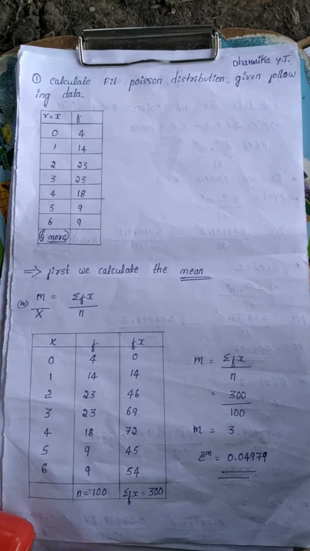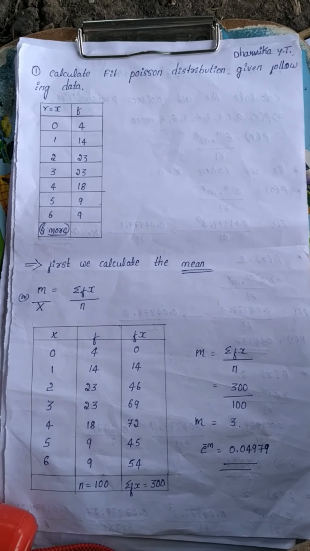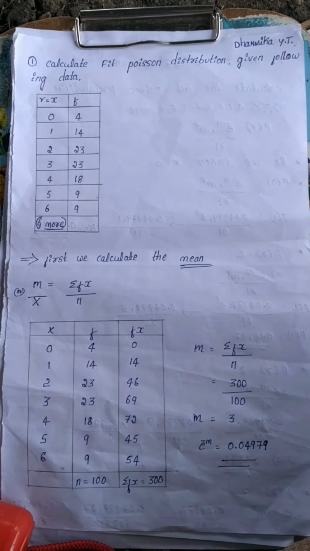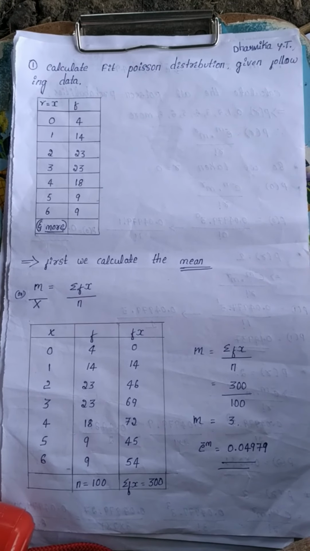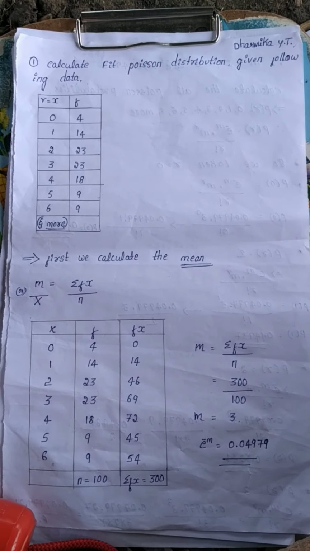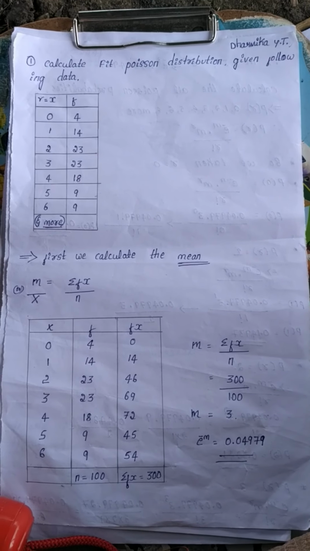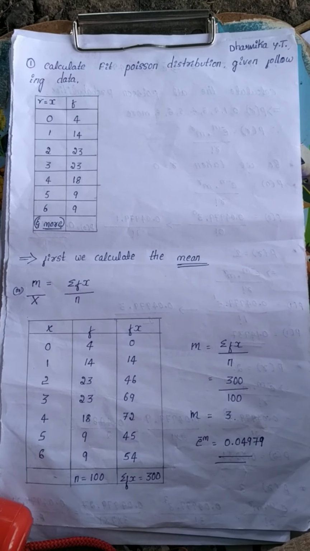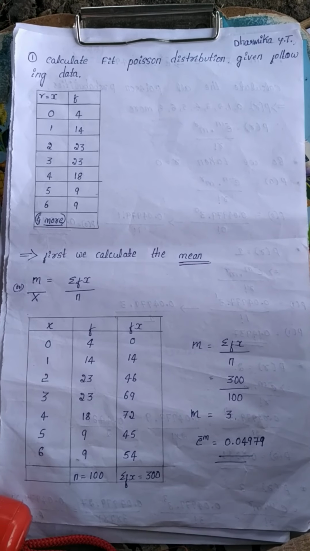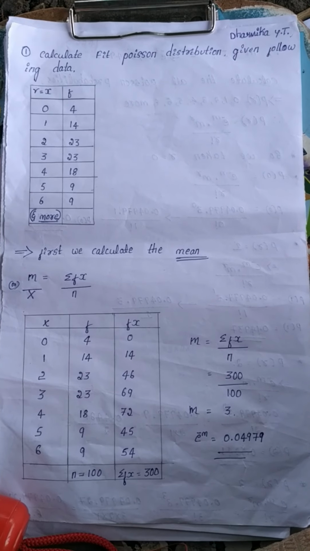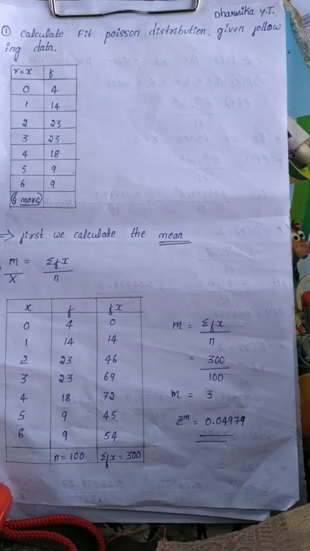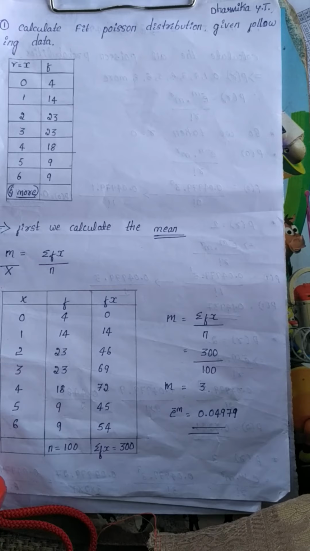To calculate the mean, we use the formula m is equal to sigma fx divided by n. X is taken from 0 to 6 and f is 4, 14, 23, 23, 18, 9 and 9. The total n is 100. Then fx means f into x. So 4 into 0 is 0, 14 into 1 is 14, likewise. The total of sigma fx is 300.